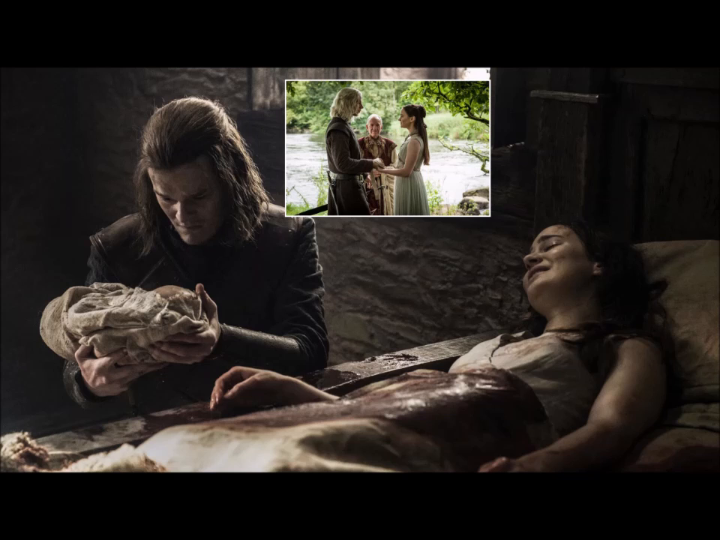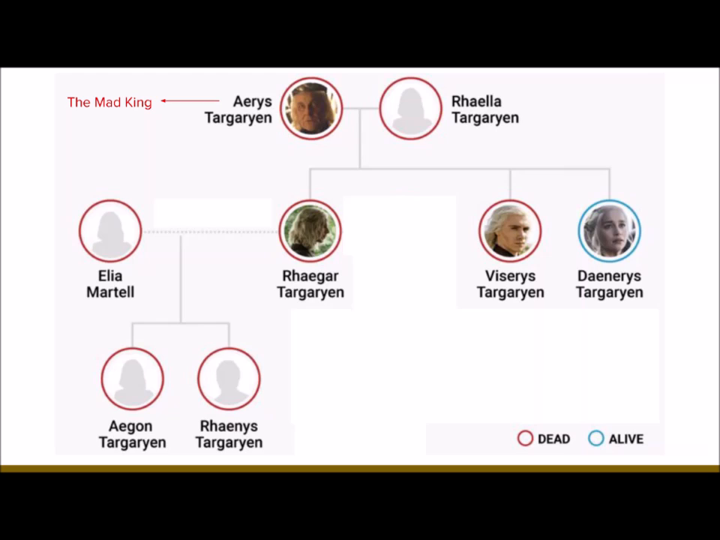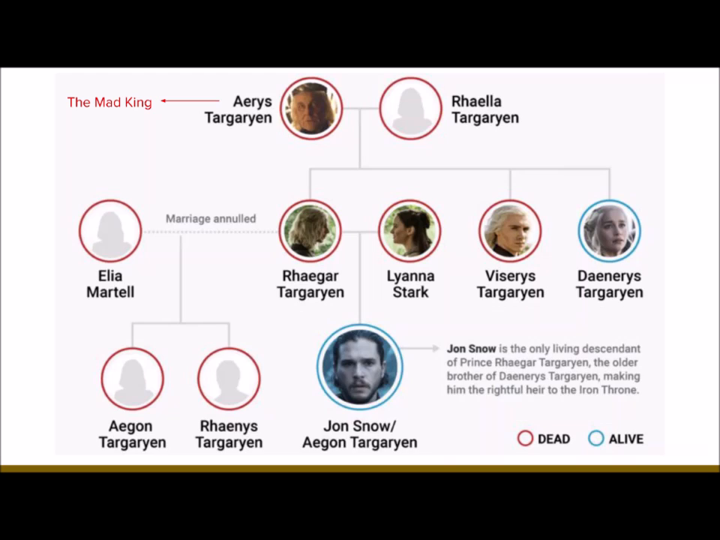Turns out Snow is not Ned Stark's bastard, but in fact a true Targaryen with a legitimate claim to the Iron Throne. Let's go back to the Targaryen line of succession. Lyanna married Rhaegar Targaryen. Jon Snow, also known as Aegon Targaryen, is the only living descendant of Prince Rhaegar Targaryen, the older brother of Dany, making him the rightful heir to the Iron Throne.